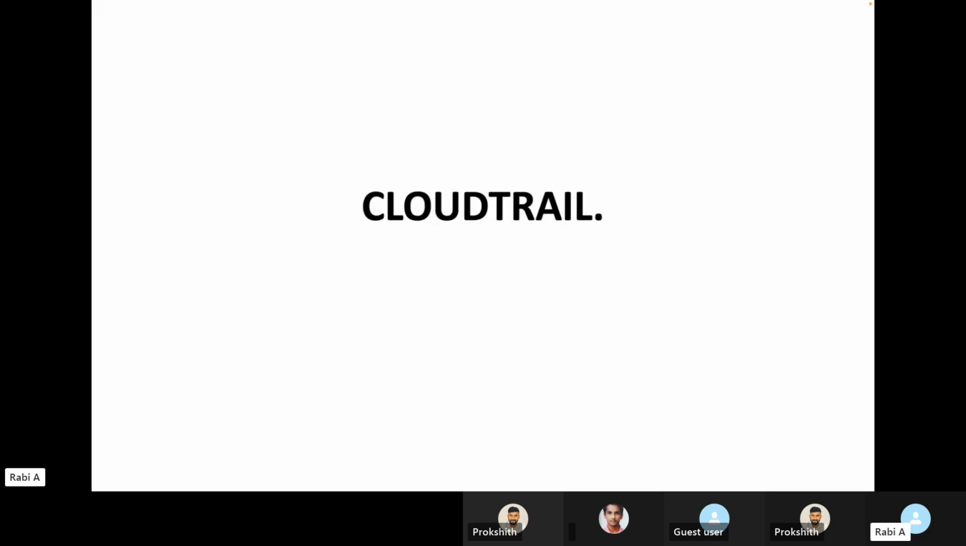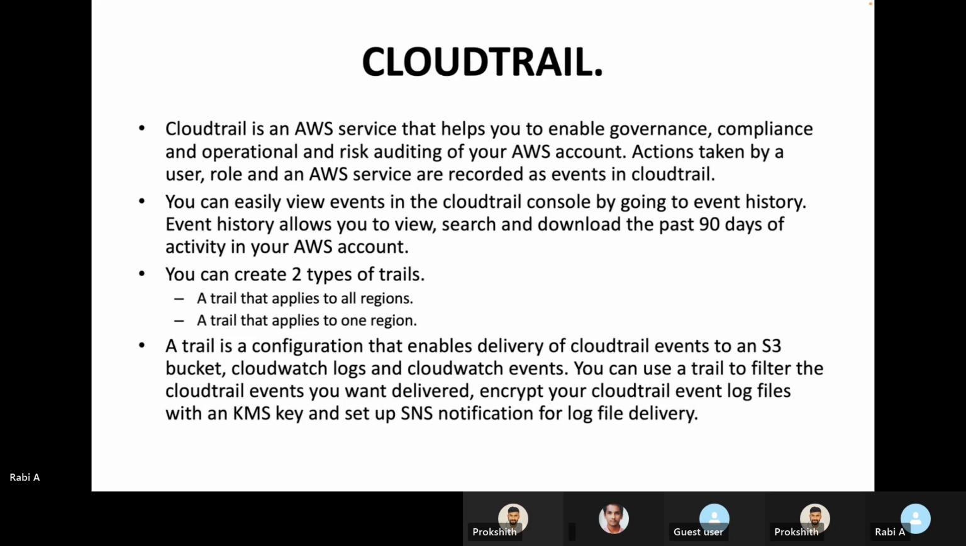So CloudTrail is the auditing service in your AWS account. You can use this to see all the events, all the activities that have happened in your AWS account. CloudTrail is an AWS service that helps you enable governance, compliance, and operational and risk auditing of your AWS account. Basically, any actions taken by an IAM user, IAM role, or any AWS service are recorded as an event and stored in your CloudTrail service. So you can easily view events in the CloudTrail console by going to event history.